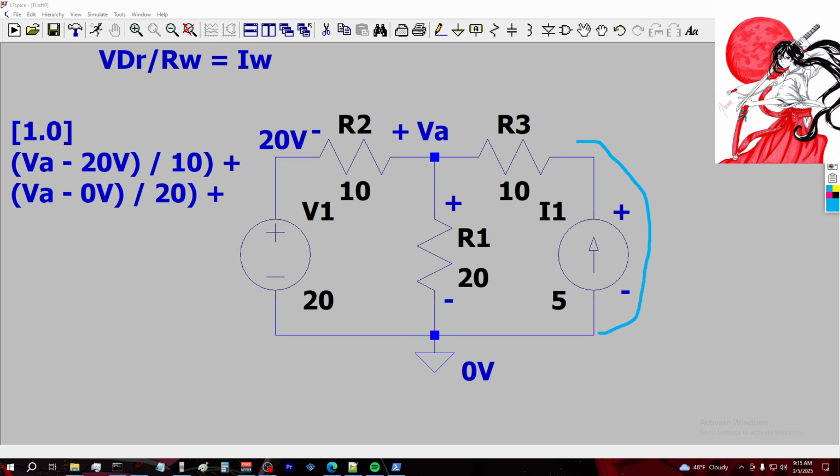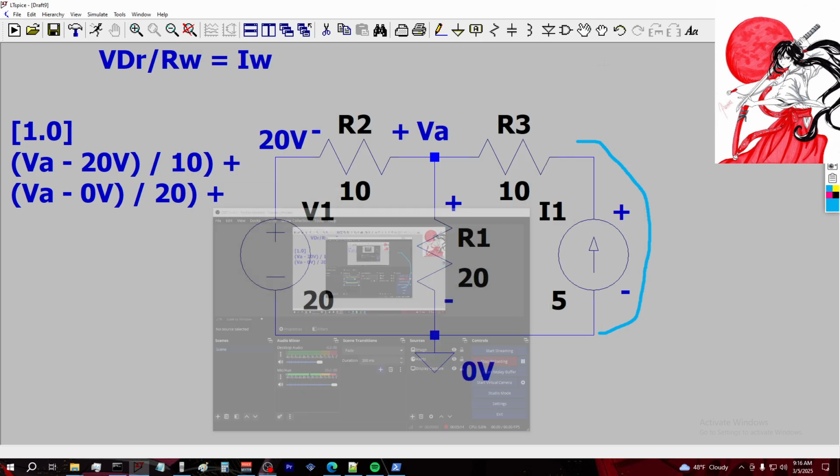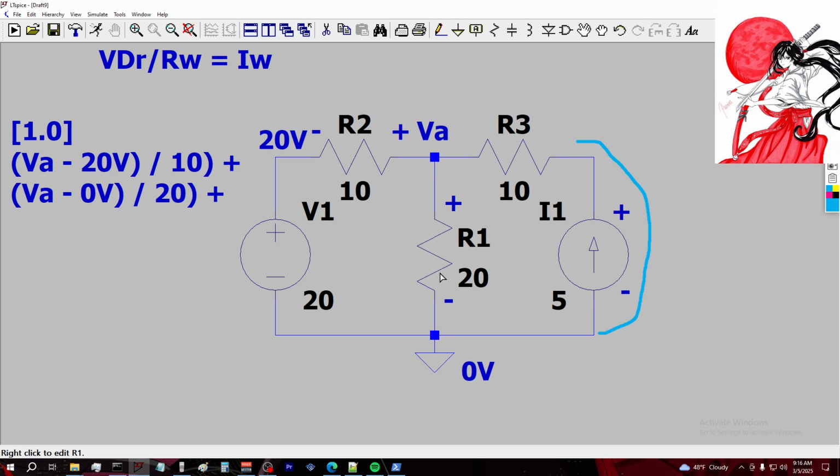Hold on, let me think about how I want to explain this. Okay, so I think I understand now why this is all equal to zero. The reason is because we're finding the opposite sign of all these currents, right? Theoretically, the universe already knows what these currents are, but we don't know what the currents are.